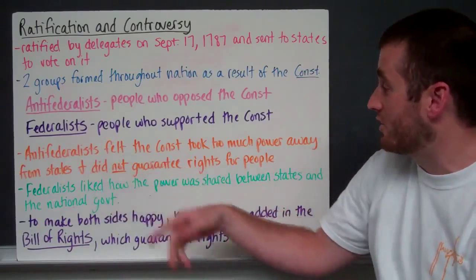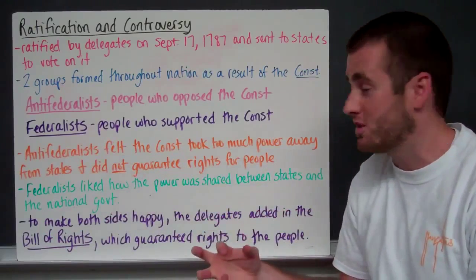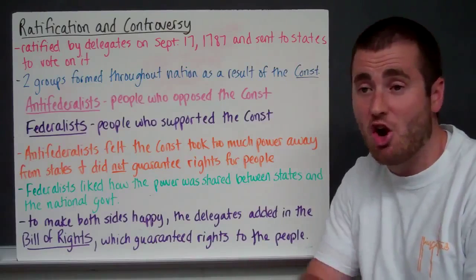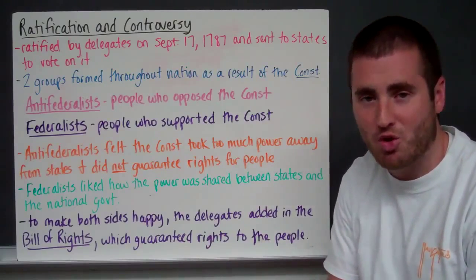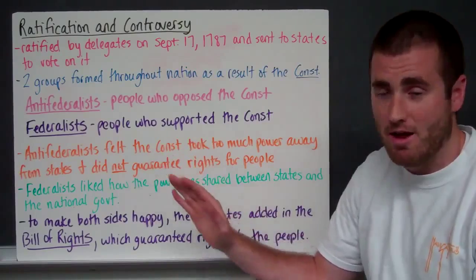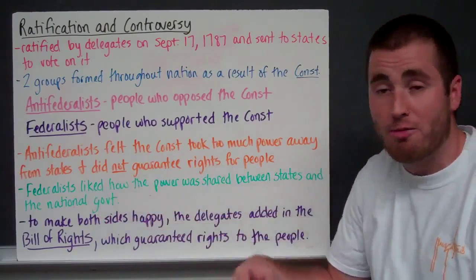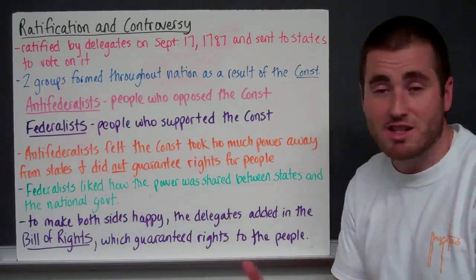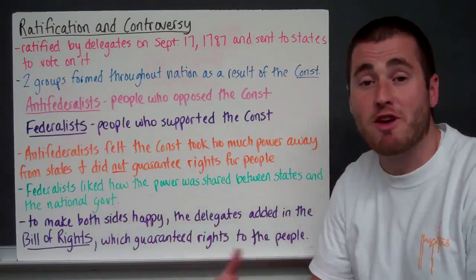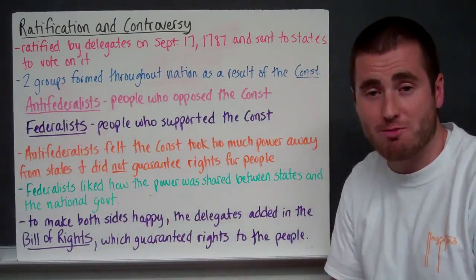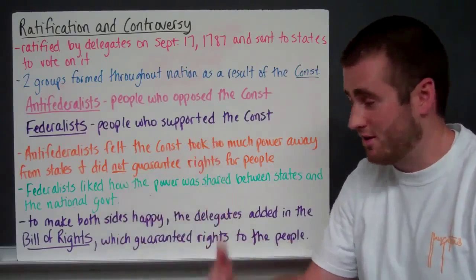And like I said, Anti-Federalists felt the Constitution took too much power away from the states, and it did not guarantee all the freedoms and rights that people had earned in the American Revolution. So they were scared of it. They didn't like it. All right? The Federalists liked, though, how the power was shared, all right, between the states and national government. And their name comes from the idea of federalism, sharing the power of the government between the central government and the states.